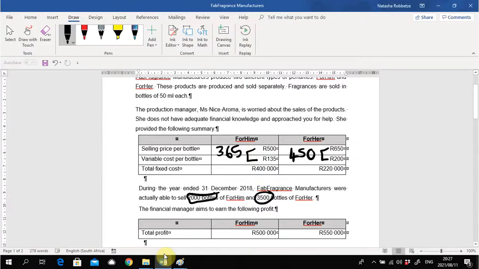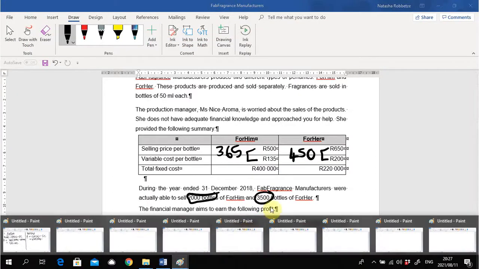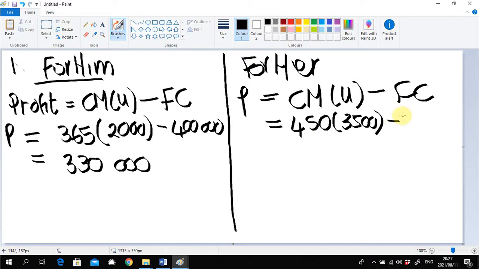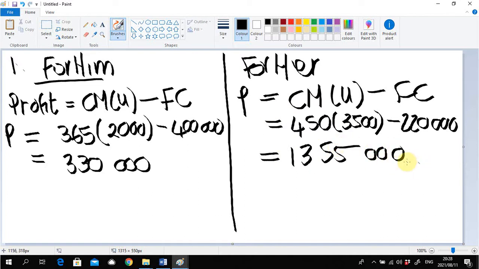They've also given us the fixed cost, 220,000. If I do that calculation, 450 times 3,500, and I subtract from that the 220,000 Rand fixed cost, I get 355,000.